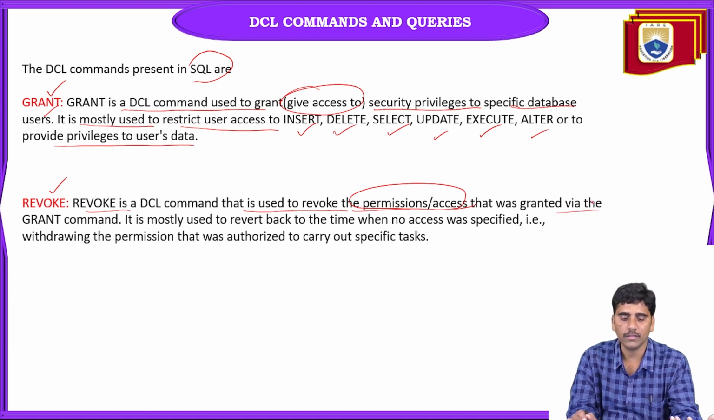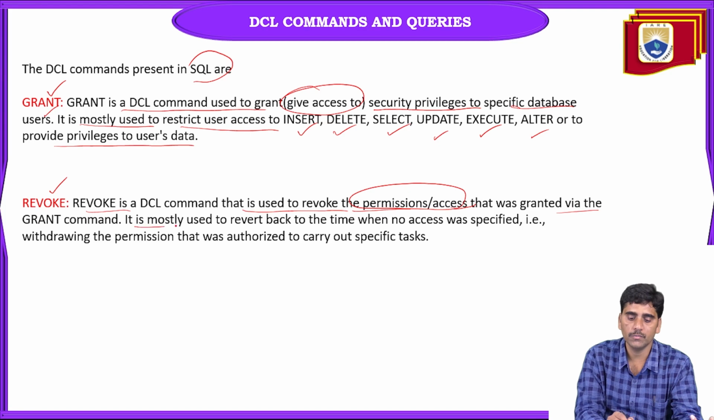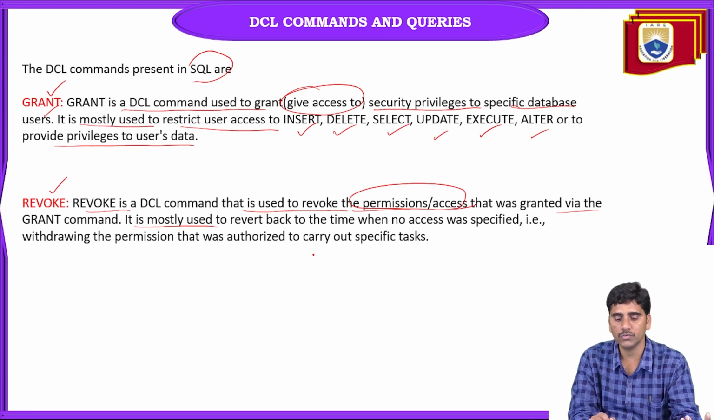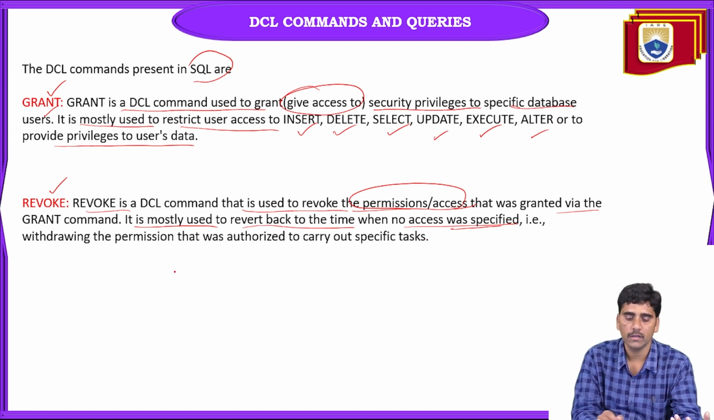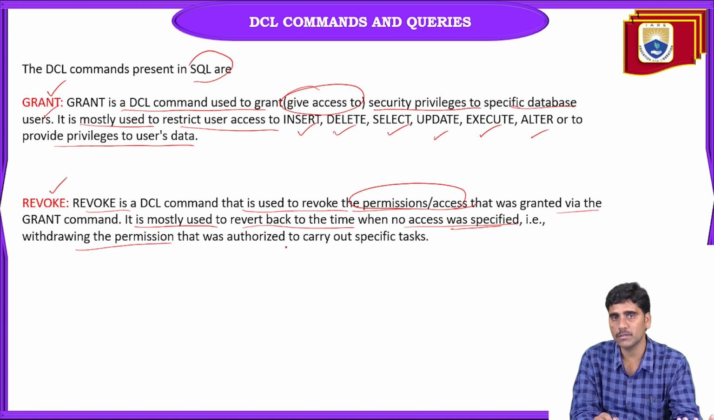So the command that reverses the grant command is going to be revoke. It is mostly used to revert back to the time when no access was specified, that is, withdrawing the permission that was authorized to carry out specific tasks.